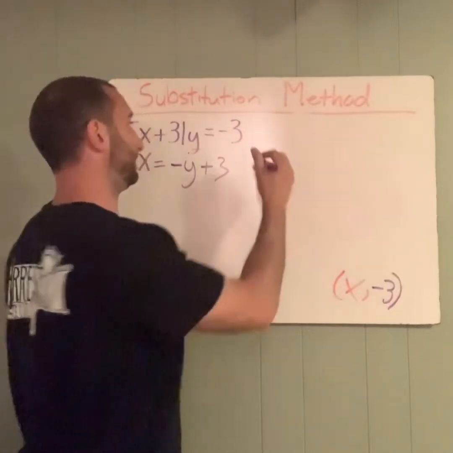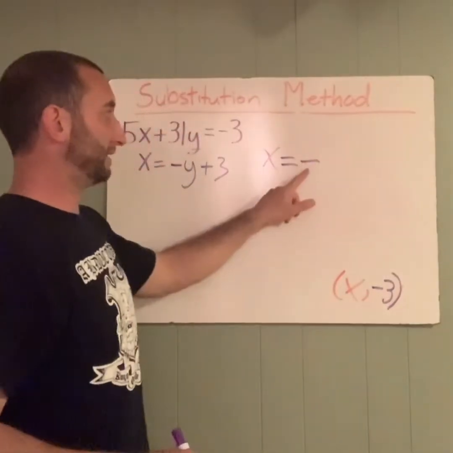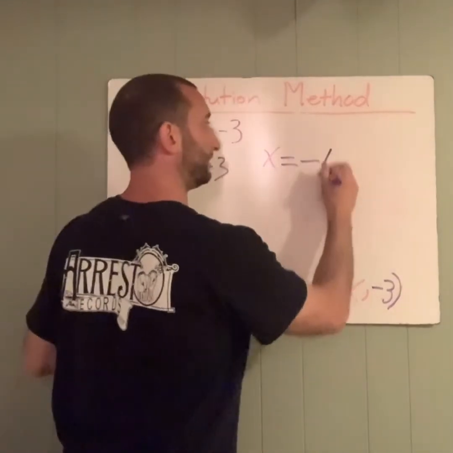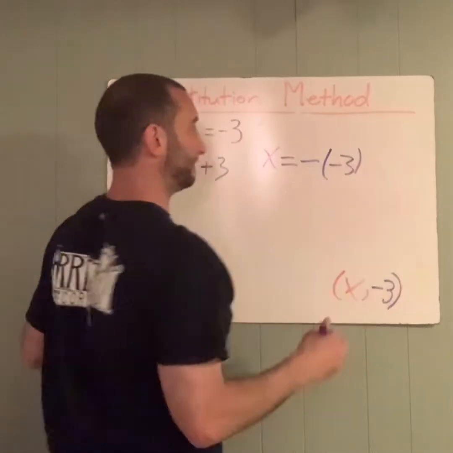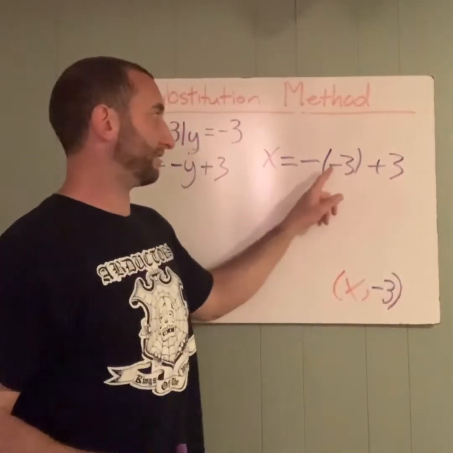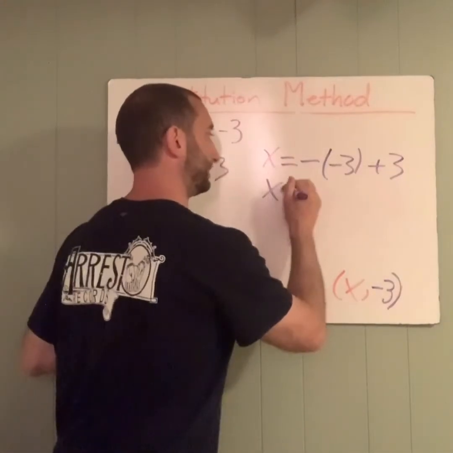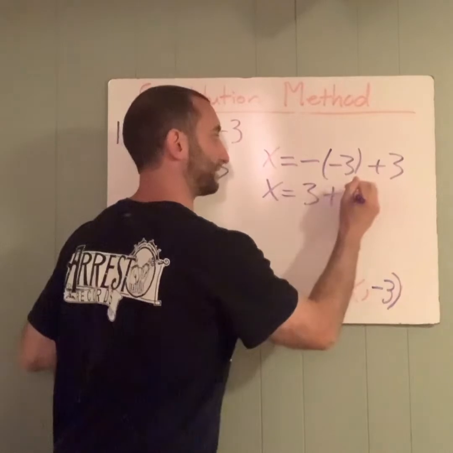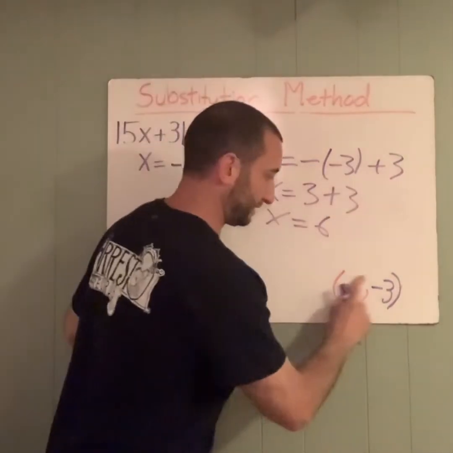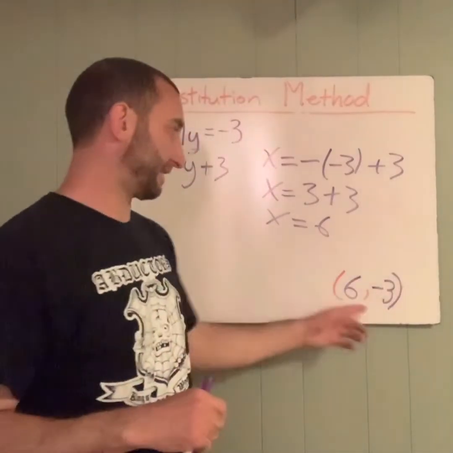So let's write it out. X equals negative y, but it's not going to be y now, it's going to be negative 3, so negative y plus 3. Now, what's negative negative 3? Two negatives equal a positive, so this becomes x equals positive 3 plus 3, which means x equals 6. So our ordered pair is 6, negative 3.